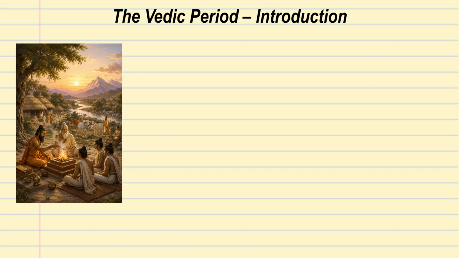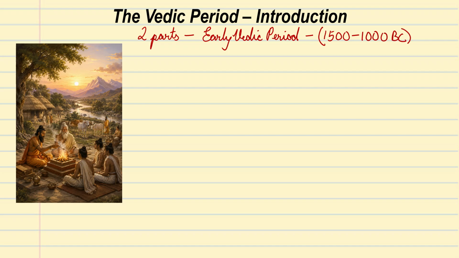Okay, so now we will go through an introduction of this Vedic period. Before we get into details, we must know that the Vedic period has been divided into two parts. What are the two parts? First part is the early Vedic period. This extends from 1500 to 1000 BC. And then we have the later Vedic period, and this extends from 1000 to 600 BC. So these are the two parts of the Vedic period.